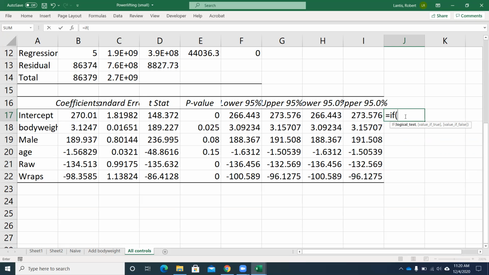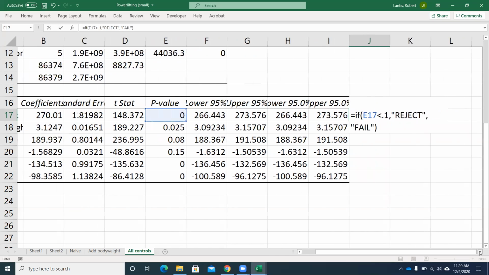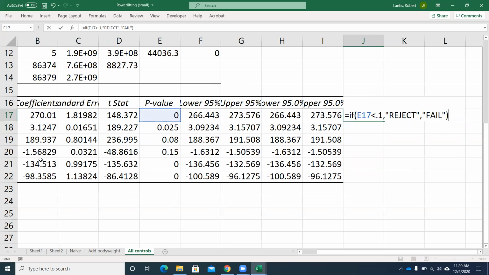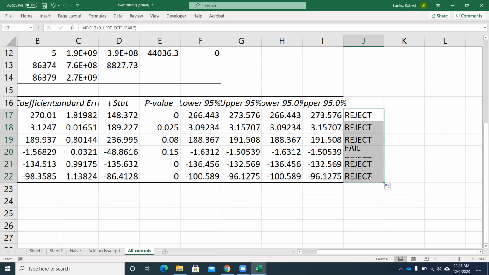So what we're going to do is say, look, if this p-value is less than 0.1, comma, put in the word reject. If it's not, put in the words, oops, fail, let's spell it, not fall, there we go, fail to reject. So what that's going to do is for each one of our coefficients, each one of our variables, tell us whether or not we can reject the null. So we'll hit OK, copy this down.